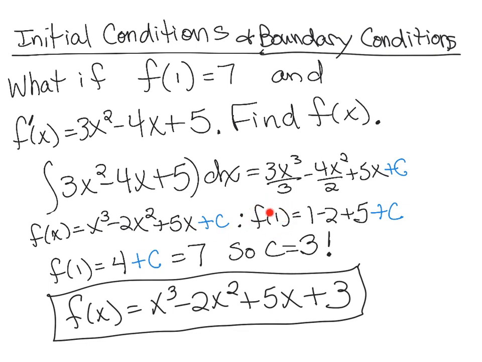I'm going to plug a 1 in for each of these x's, which gives me 1 minus 2 plus 5, plus the constant of integration. But we're told in the boundary condition above that f of 1 equals 7. So all of this adds to a 4. I have 4 plus c, and that has to equal 7. Therefore, my c equals 3.